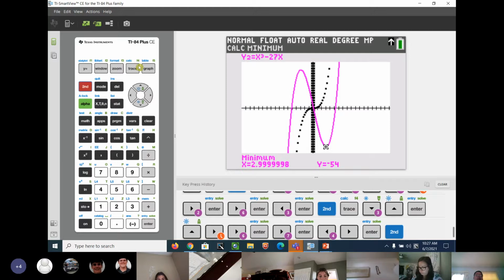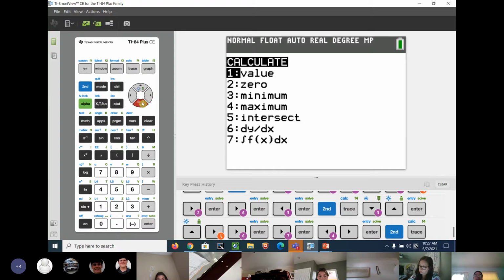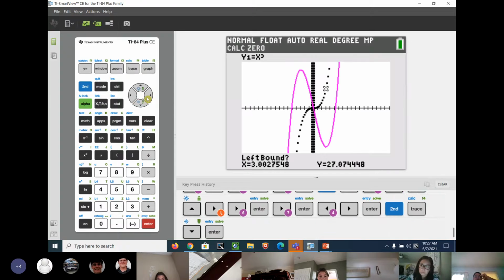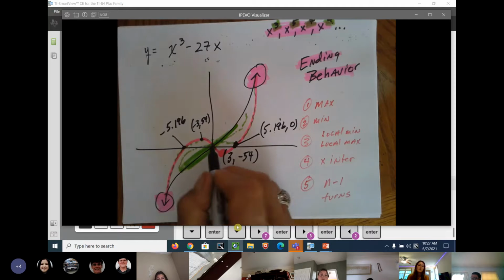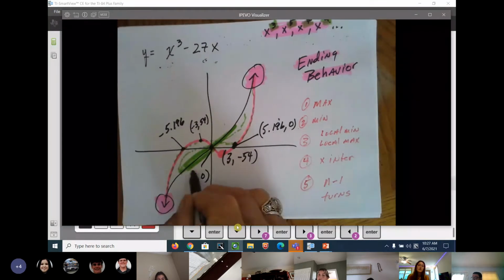And second, trace 0. And jump over to the pink line. And there is the left. There is the right. And there is the guess. And that is 5.196, 0. And that is what you should be able to give me on a test.